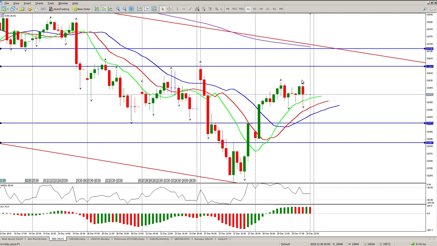So Asia is down. I mean, Hang Seng is down 2.6% at the moment. Nikkei's fairly flat, and Korea is down 1.3%.